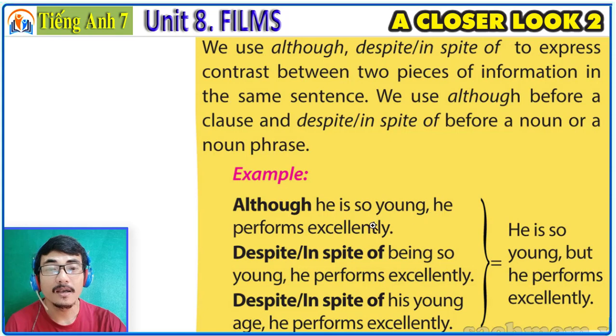Although he's young, he performs excellently. Despite or in spite of being so young, he performs excellently. Being so young is a noun phrase. Or despite, in spite of his young age, he performs excellently. His young age is also a noun phrase. That means he is so young, but he performs excellently. So the two phrases are contrasts. Now, I'll give you a sentence using although, then you change it into despite or in spite of.